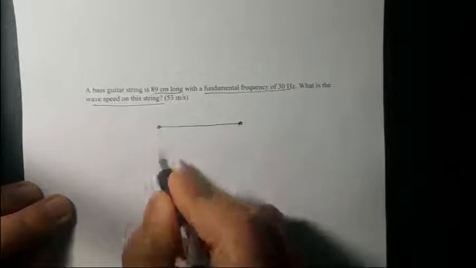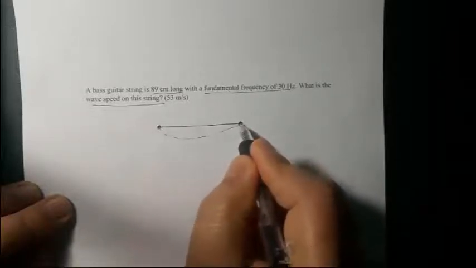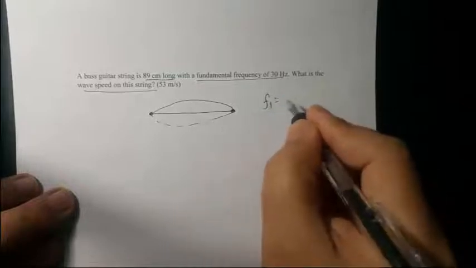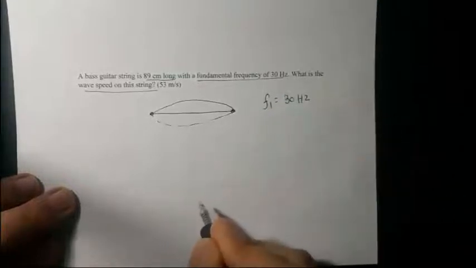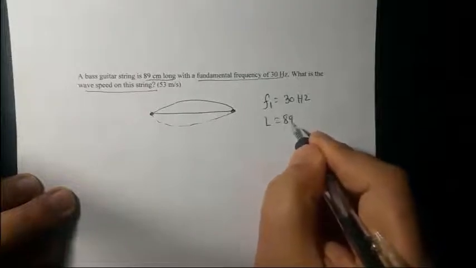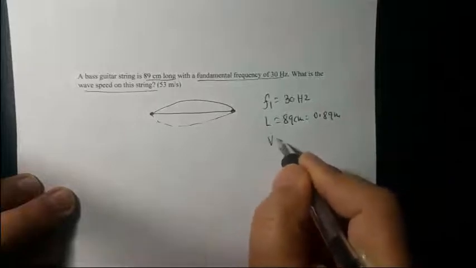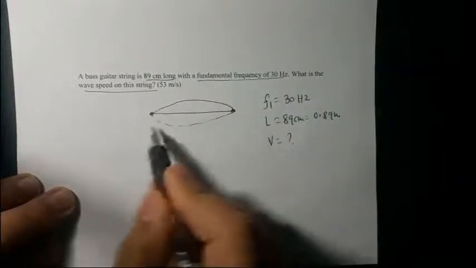Now let's do the next one. A bass guitar string is 89 centimeters long with a fundamental frequency of 30 hertz. What is the wave speed on this string? So bass guitar means again a string fixed at both ends, and it says it's vibrating in the fundamental mode. This is the fundamental, right? And it gives you the frequency of the fundamental. This is the first harmonic, or fundamental, right? And its length is 89 centimeters, and it's asking what's the speed of this wave on this string.